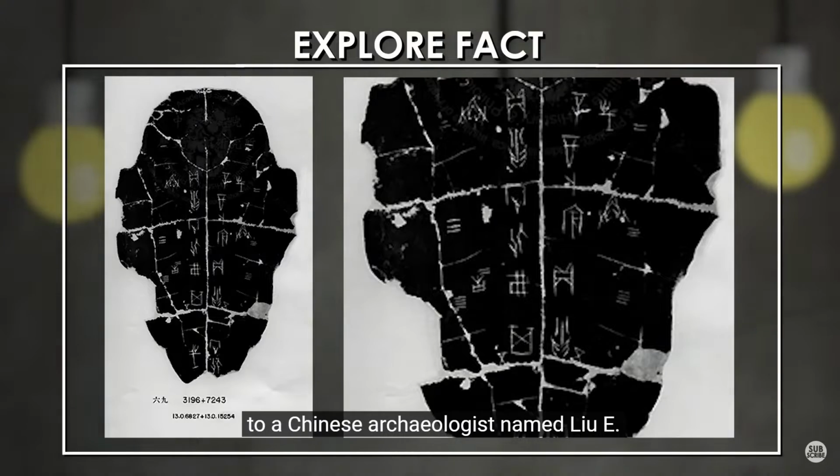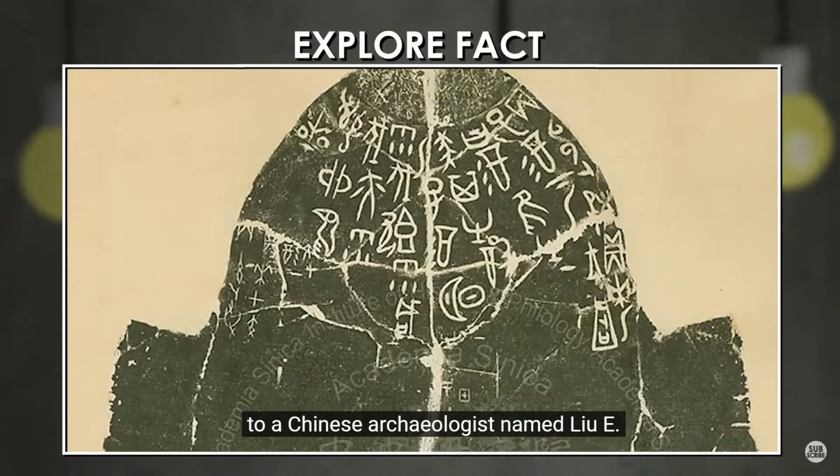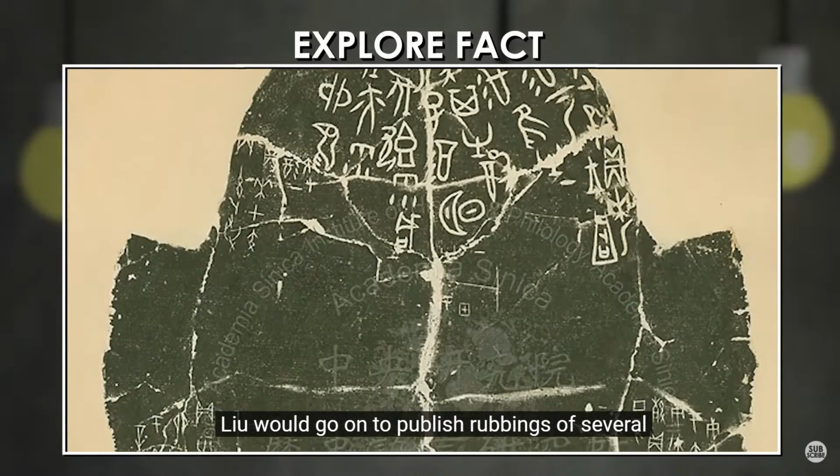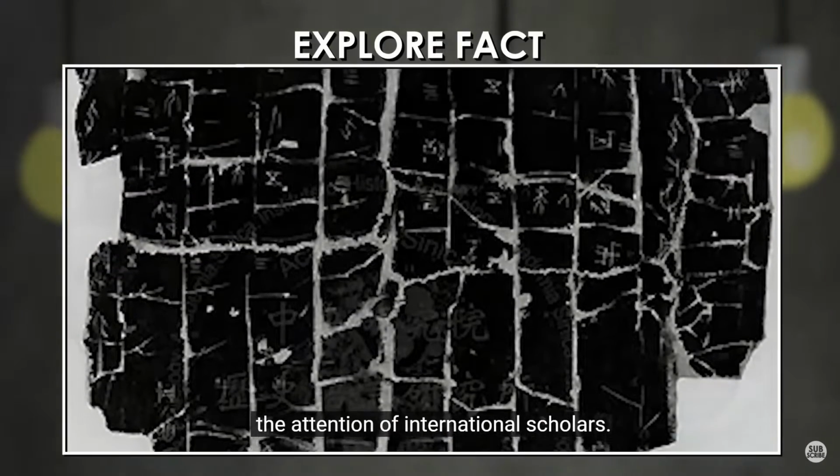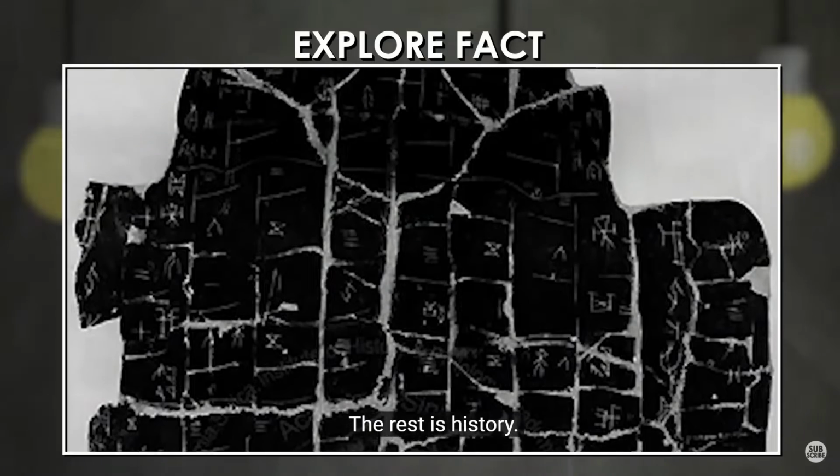After his death in the year 1900, his collection of oracle bones was passed on to his son, who sold it to a Chinese archaeologist named Liu Yi. Liu would go on to publish rubbings of several oracle bone scripts, bringing the ancient scripture to the attention of international scholars. The rest is history.